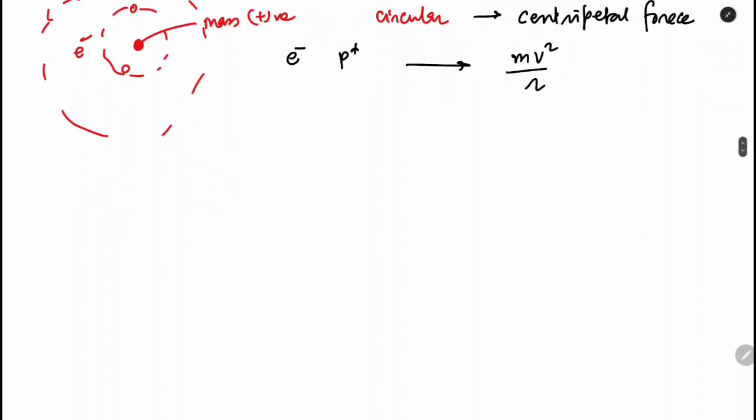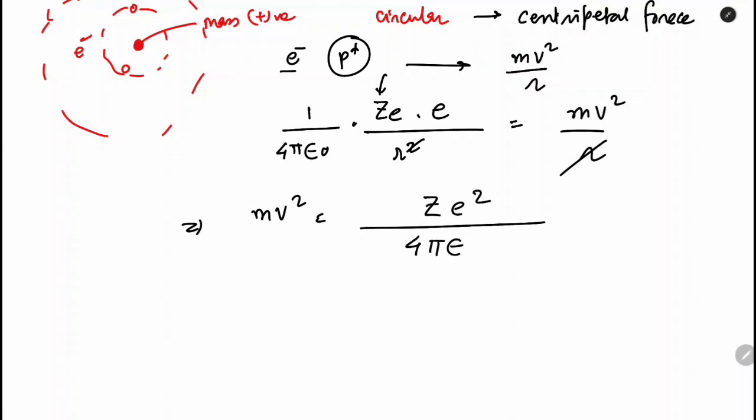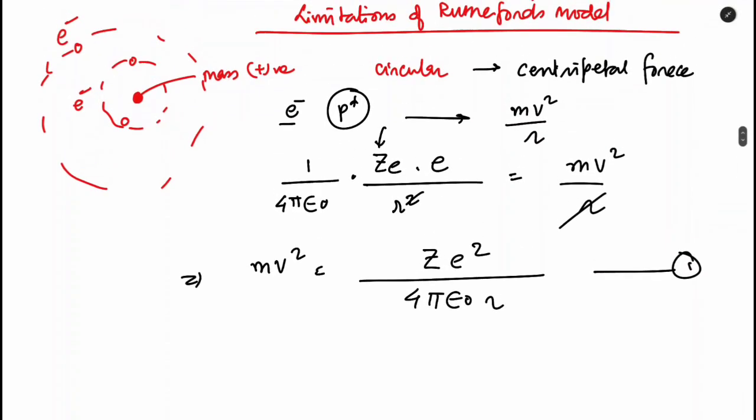So here it will be 1 by 4 pi epsilon naught, let's say the nucleus has Ze and the electron has e, where Z is equal to the atomic number. Let's not delve into it. And r is the radius. This is equal to mv square by r, which gives us the equation mv square is equal to Ze square by 4 pi epsilon naught r. This is one equation. So Rutherford postulated that since the electrons are moving in a circular path, the centripetal force is being provided by the electrostatic force.